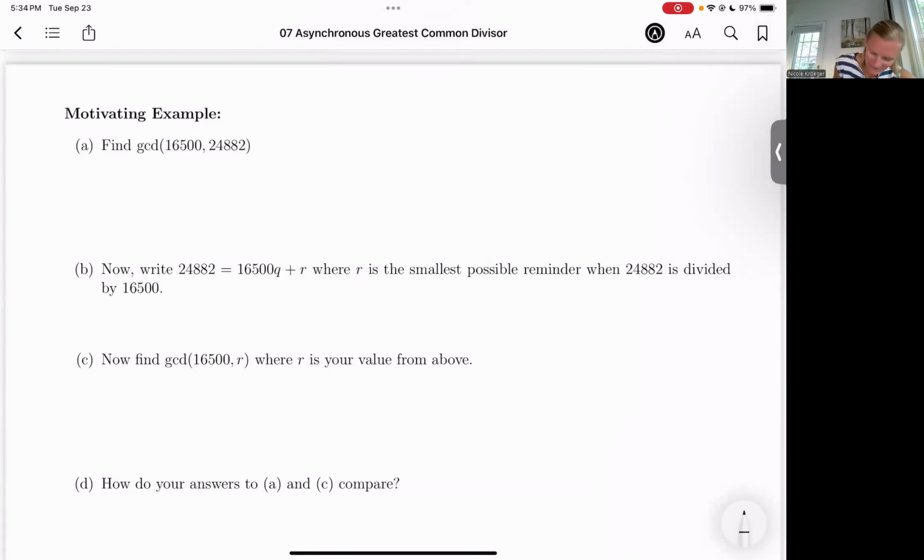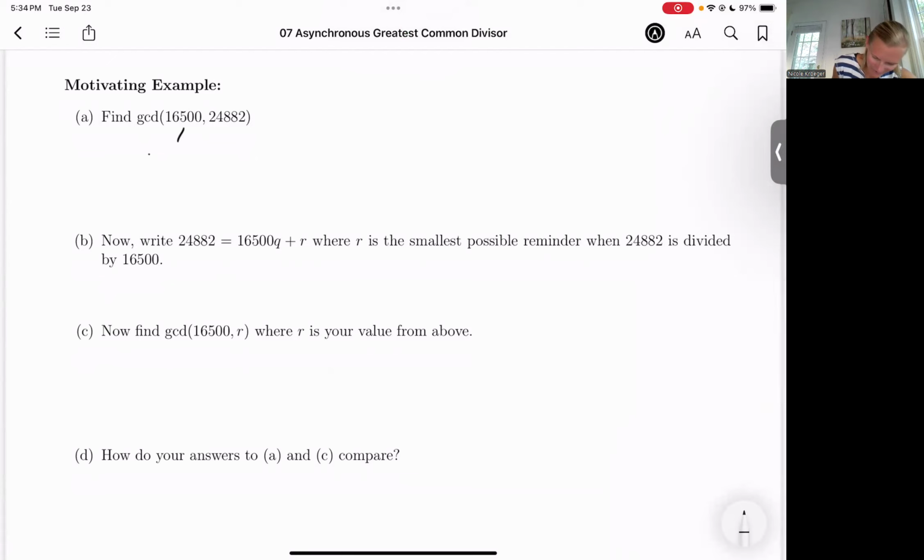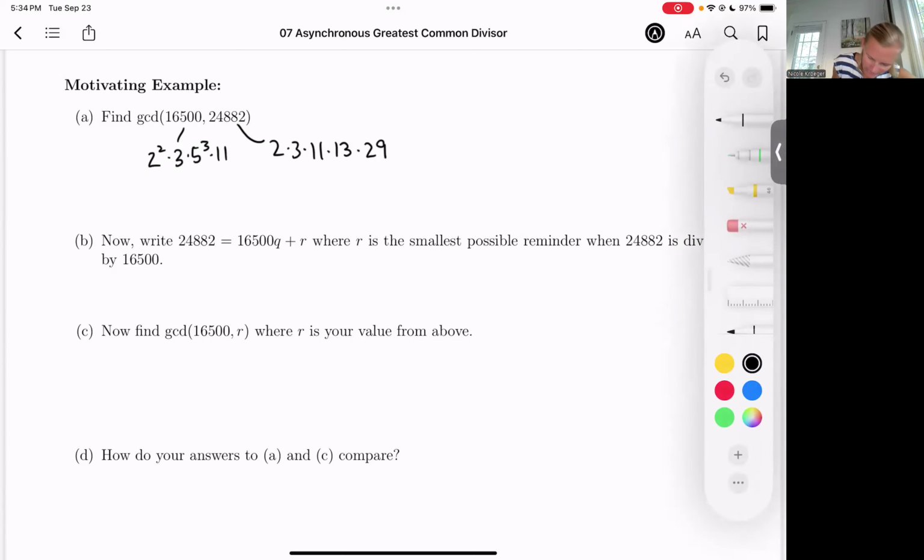It's good practice. I'll go ahead and give you the factorization without doing all the steps. So we get 2 squared times 3 times 5 cubed times 11. And then this number factors as 2 times 3 times 11 times 13 times 29. So the things that they have in common are a single 2, a single 3, and an 11. So the GCD should be 2 times 3 times 11, which is 66.